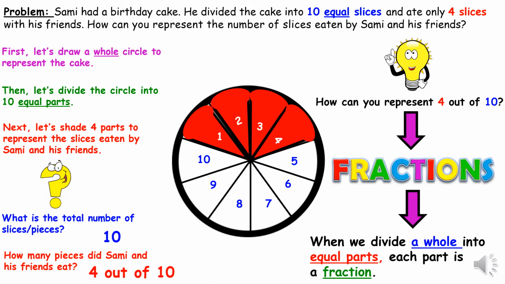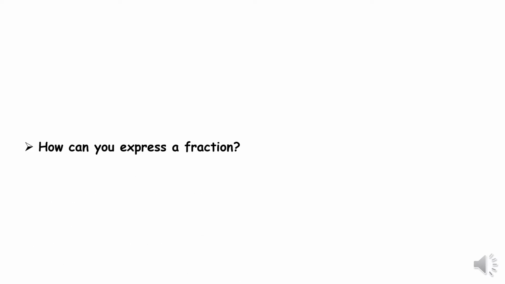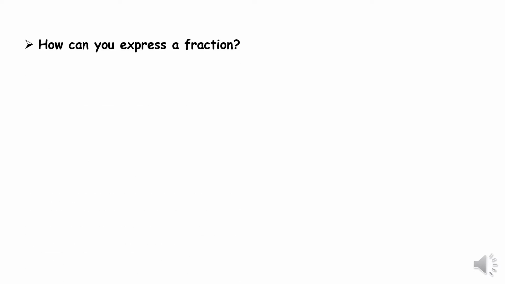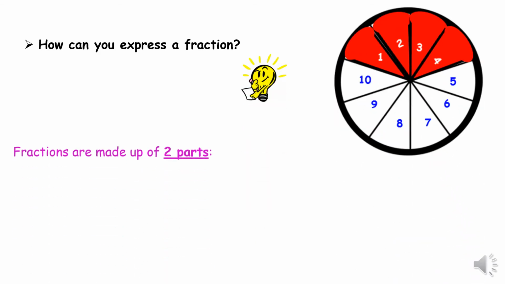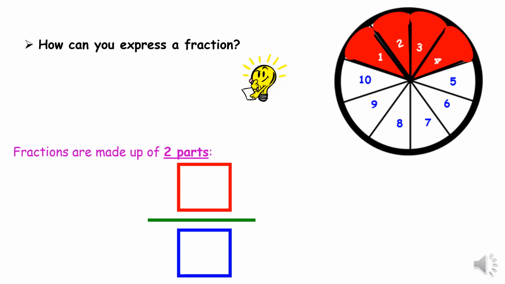Using fractions. So I will repeat again. A fraction is when we divide a whole into equal parts. Each part is a fraction. How can you express a fraction? How can you represent it? Fractions are made up of 2 parts. A part that's up, there's a number up, we draw a dash in the middle, and then we write a number down.